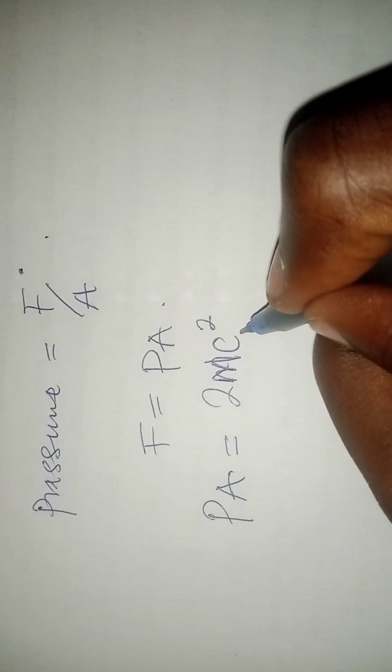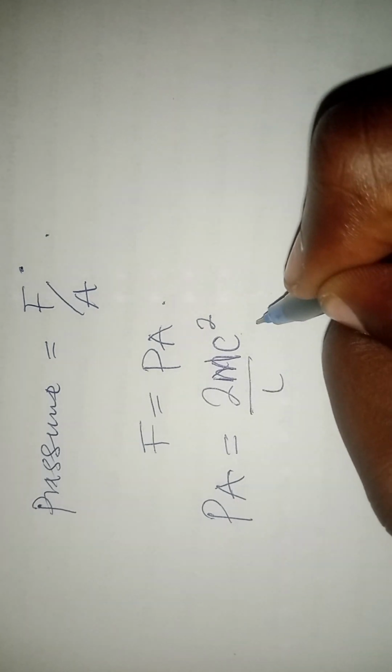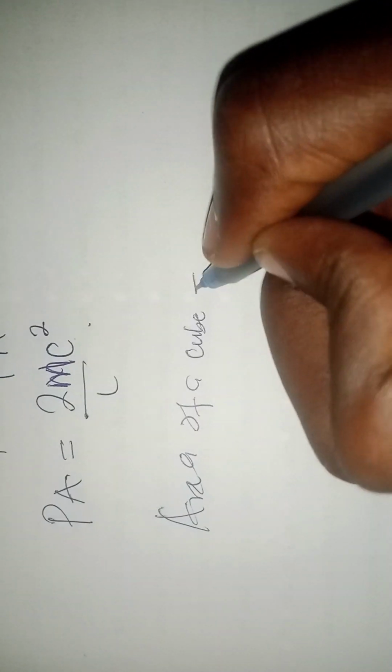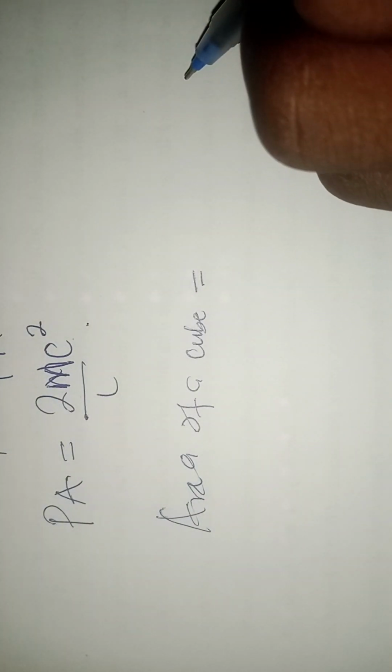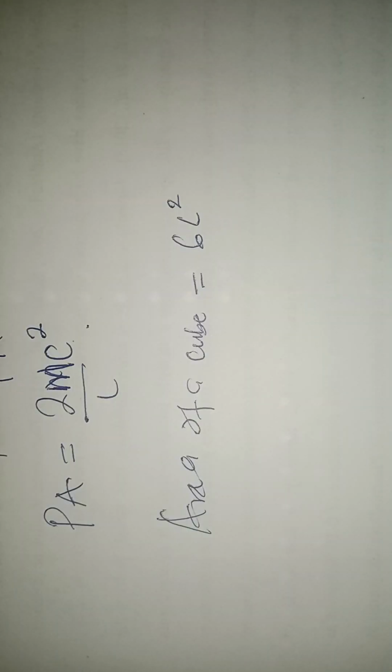So 2mc square all over L. And remember, the area of a cube is equal to 6L square. That is the area of a cube in mathematics.